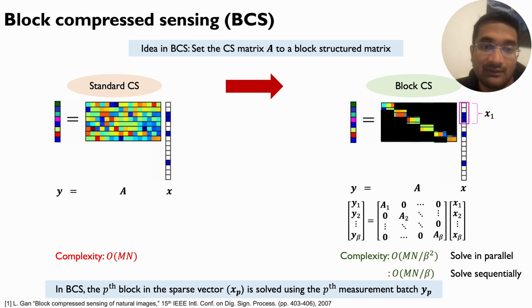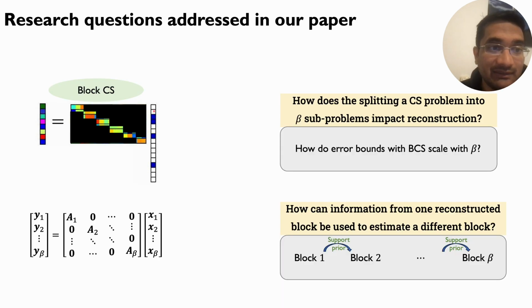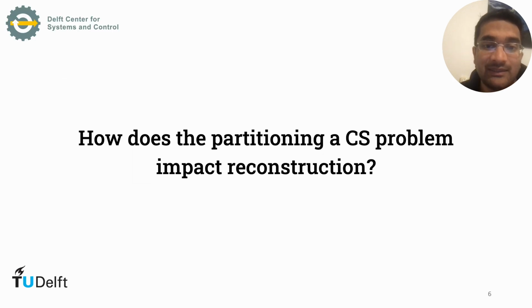If you're not able to do that, due to memory issues, we could solve for these subproblems in sequence, and even then we get a complexity reduction by a factor of beta, right? So BCS has these nice advantages in terms of low complexity and low memory footprint. Then what's the problem with BCS? Well, today we are going to see that partitioning the sparse recovery problem results in worse reconstruction performance. Alright, and to alleviate the performance loss due to partitioning, we are going to develop an algorithm that makes use of information learned from one block into the reconstruction of a different block. So first, let's get started in analyzing the impact of partitioning on sparse recovery.